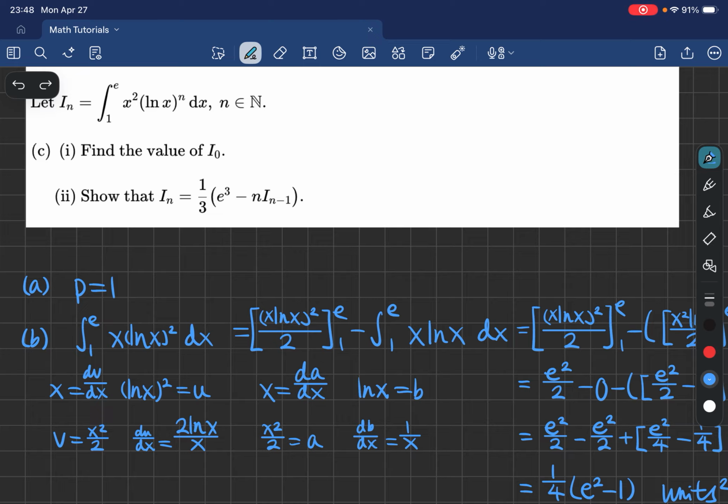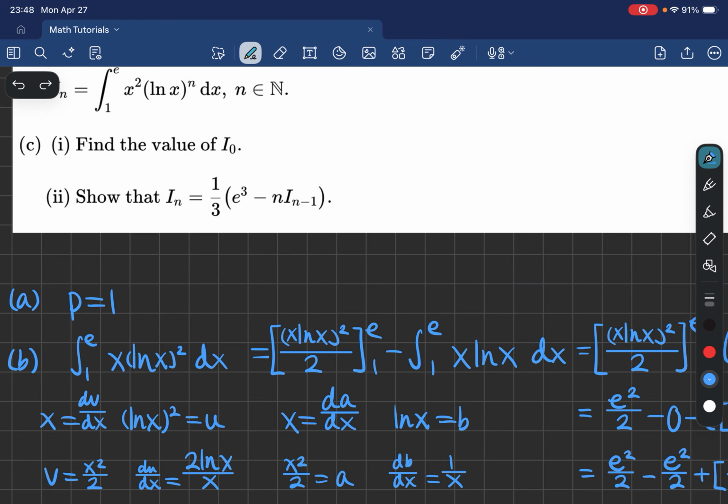Part 2 will be a bit harder, so we want to show. Show requires a full process, like left-hand side equal to right-hand side, right? So that's show. And we have to show that I_n equals this thing. This thing looks like something subtracting another thing, right? So it's probably integration by parts we need to do to achieve this.